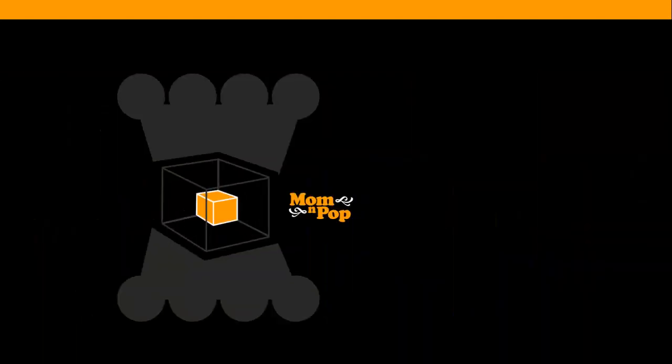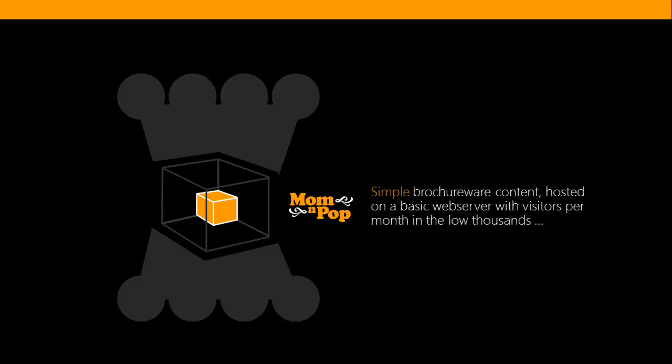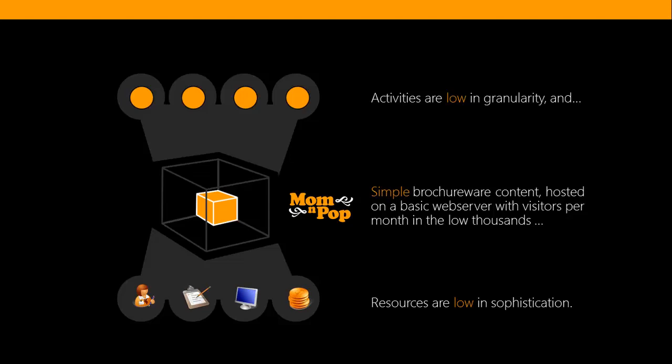As we know, the scale of this operation is very small. It contains just simple brochureware content hosted on a basic web server, with visitors per month in the low thousands, and few if any interactions. As a consequence, the management load is awfully light, and activity of low granularity. This means that the resulting resourcing and governance systems need not be very sophisticated. Such a small-scale site can easily be run by a single web guy with mid-level skills, perhaps as we've seen Mom and Pop's son, Junior, working part-time, following informal procedures and using readily available freeware tools.